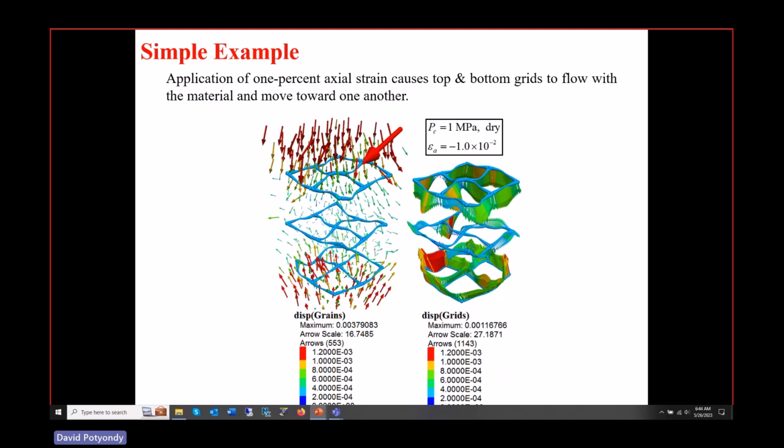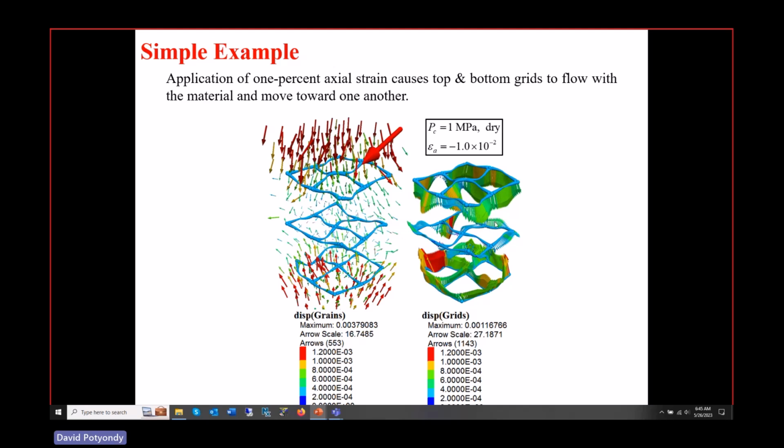This is just a plot showing when I do the test, when I apply the strain, what I'm doing is moving the bottom platen up and the top platen down. This is the displacement of the granular grains. Each arrow is at the centroid of each grain. And you can see how the top and bottom are being pushed, and the middle one's not doing much of anything, right? It's just sitting there because it's getting compressed from above and below.